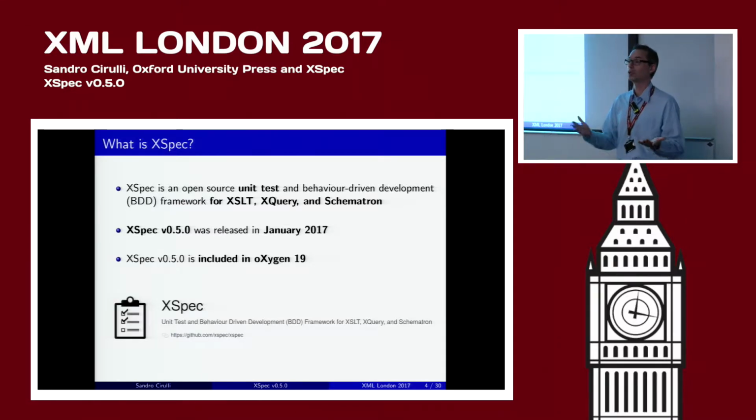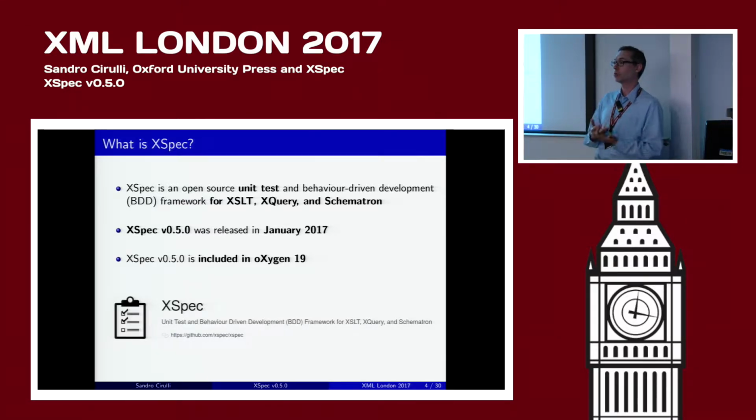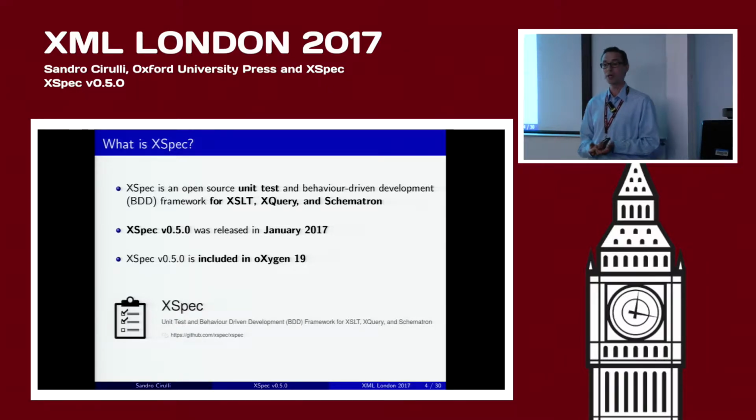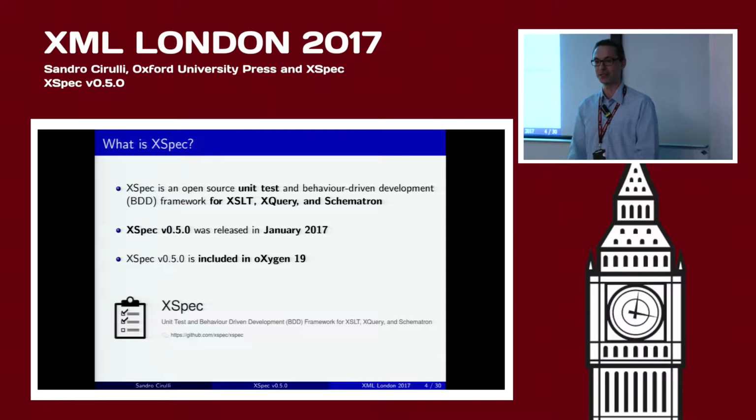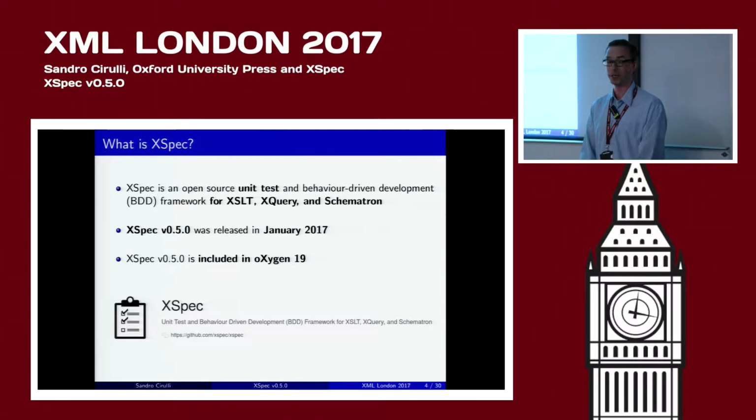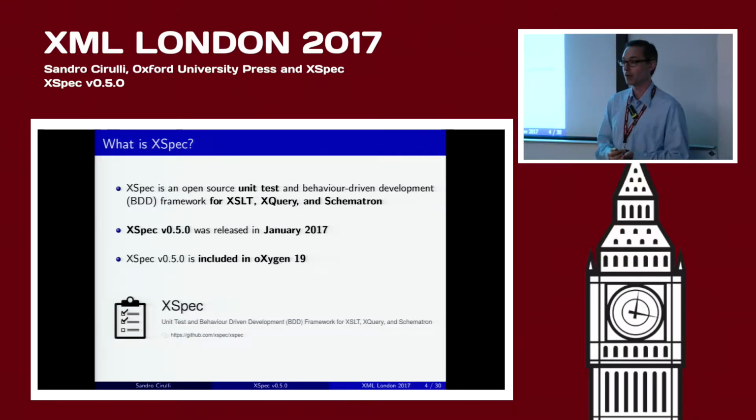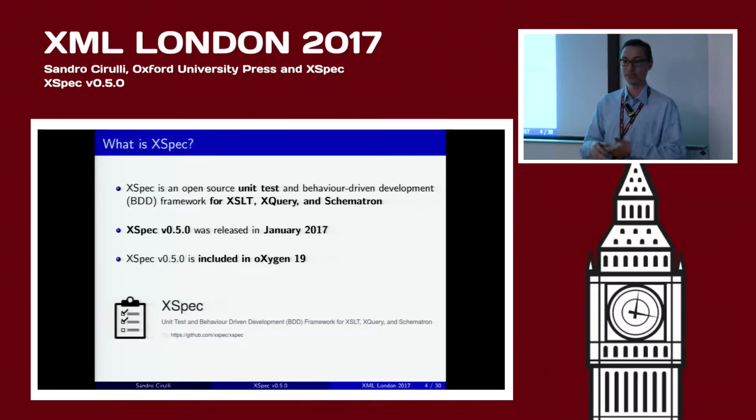So if you never heard of XSpec before, XSpec is an open source unit test and behavior-driven development framework for XSLT, for XQuery, and Schematron. I will go into the Schematron part towards the end, as this is a new feature that has been added very recently. So XSpec version 0.5 was released in January 2017, is available on GitHub, and has also been included in the latest version of Oxygen 19.